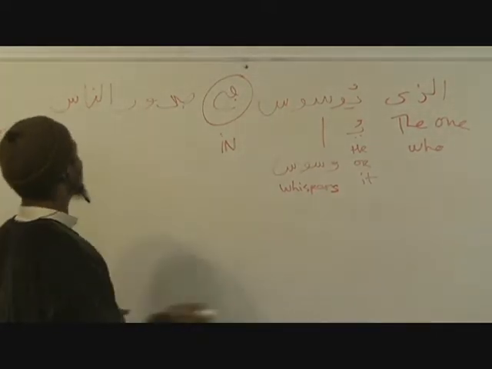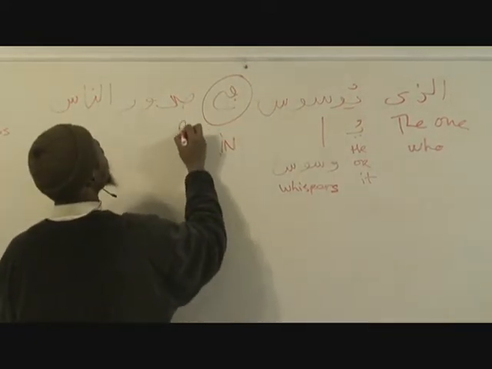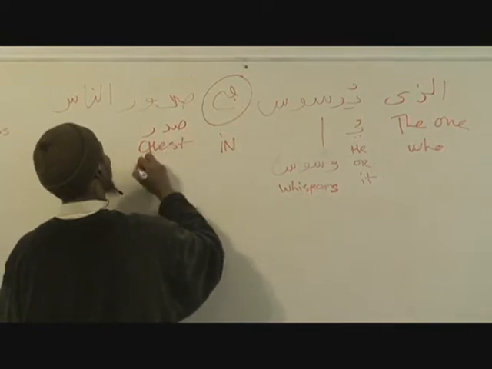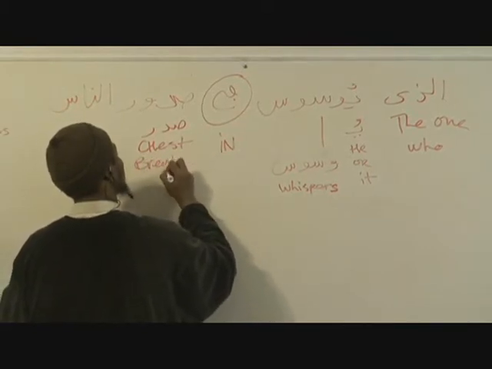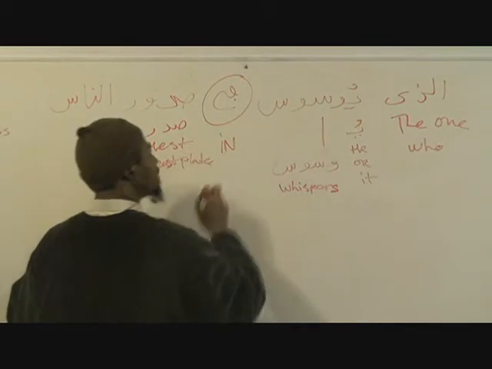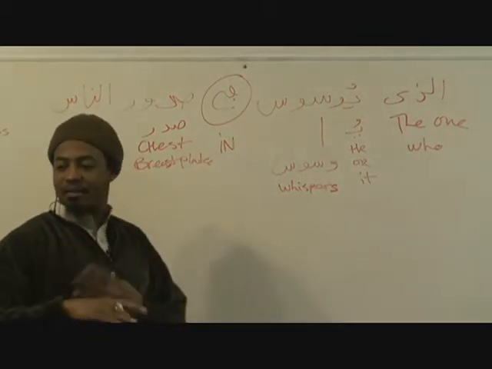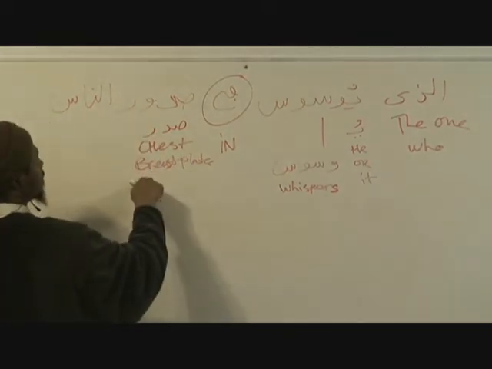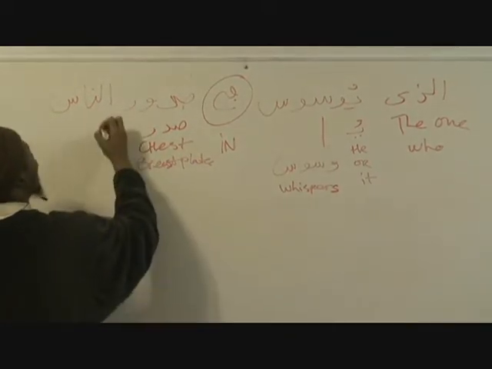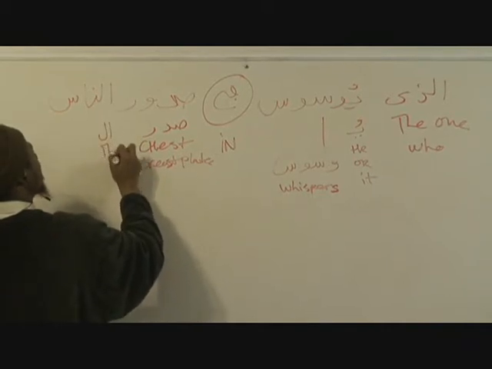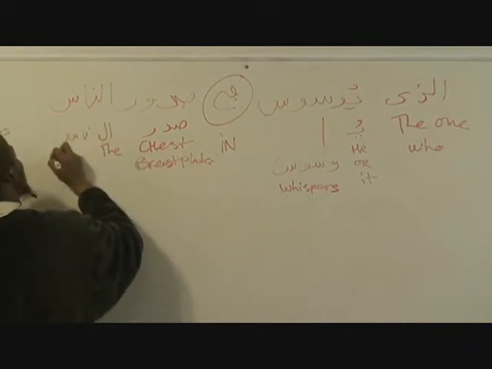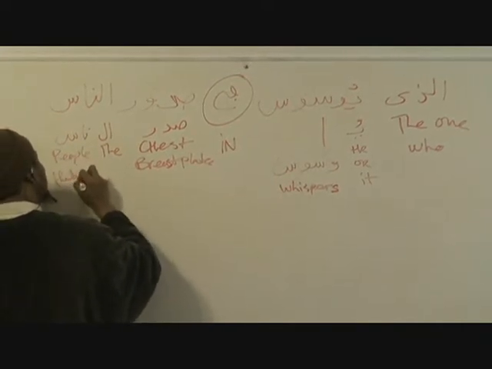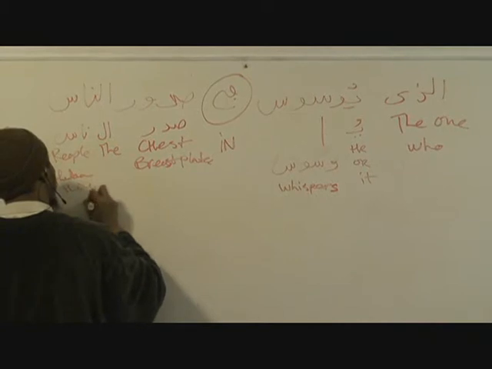Here it means in. Sudur is the plural of sadr. Sadr is the chest or the breastplate. This area, the hollow part of a man's chest. And it's empty because the sentence is not complete without adding a nas, the nas. And nas here is, again, the people, again, human beings, and mankind.